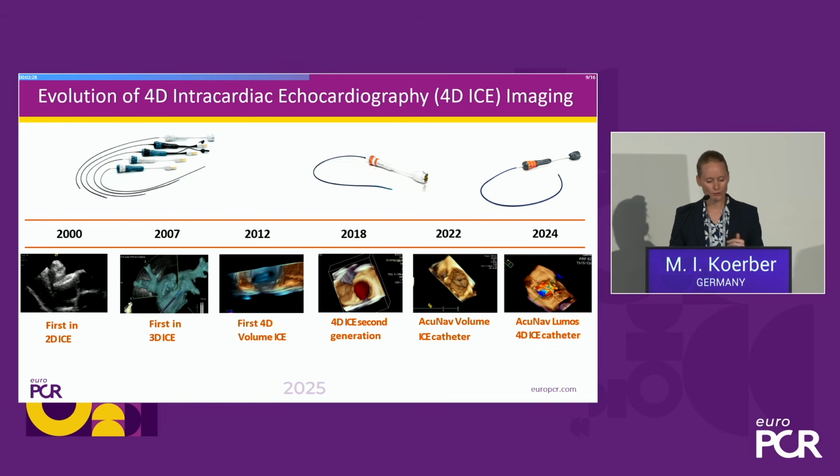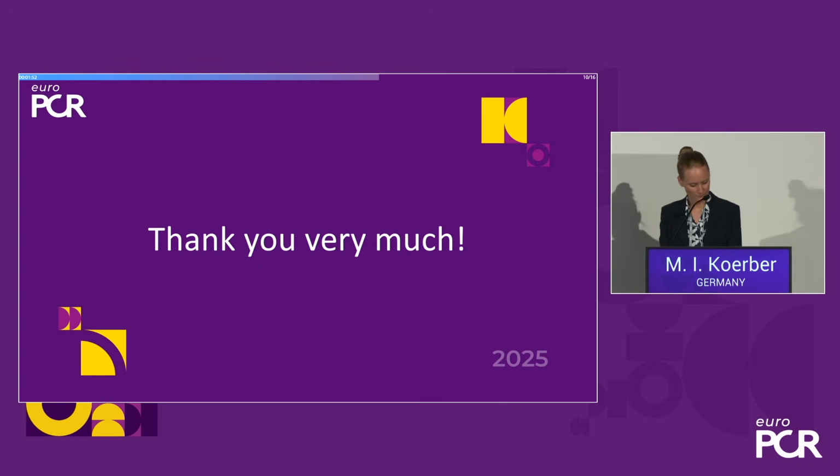This is just a quick evolution of 4D ICE imaging. We started years ago, around 2000, with just 2D ICE, and then the great step came when we had the first 4D volumes, which are now even better in 2024 with the AcuNav Lumos catheter that has even better volumes, also for the MPR that we use and need, especially when imaging tricuspid valve interventions. And I'm really happy and glad that we will show you great cases in the next 45 minutes. I'm really happy to see how you like it and to enjoy a discussion with all of you. Thanks a lot.